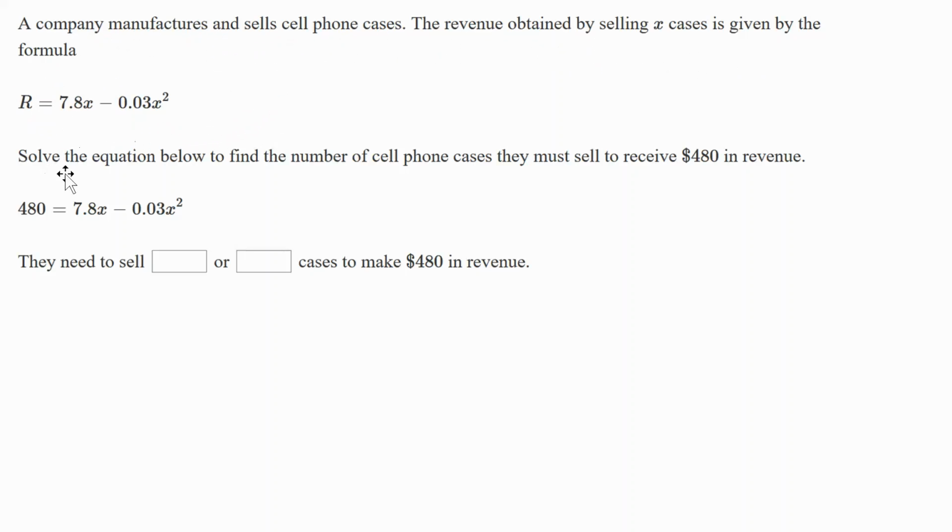And it actually tells you what to do. It says solve the equation below: how many cell phone cases they must sell to reach $480 in revenue. All right, just a few little things to note here. Revenue, how we calculate revenue, is X, the number of items you sell, times price. So that's kind of what we have going on. That's why you see an X squared in here. So you have everything that you need to know. They actually already set up the equation for you, which is going to solve this equation.